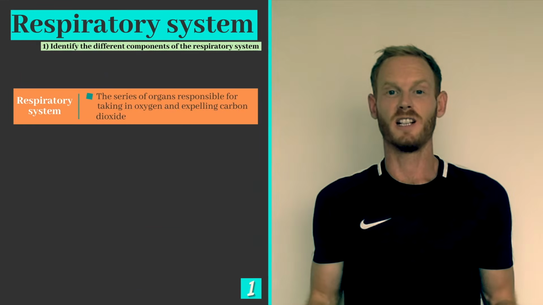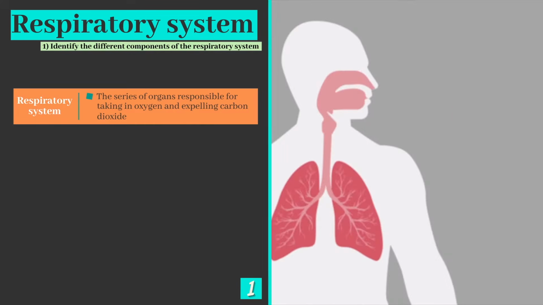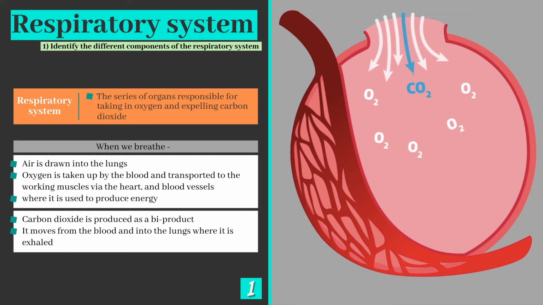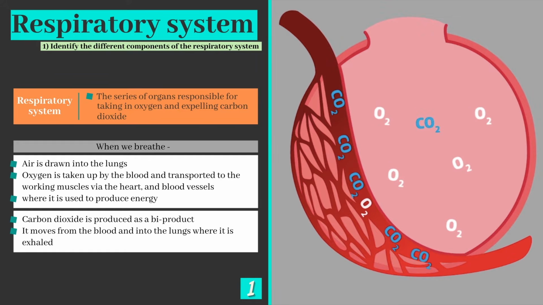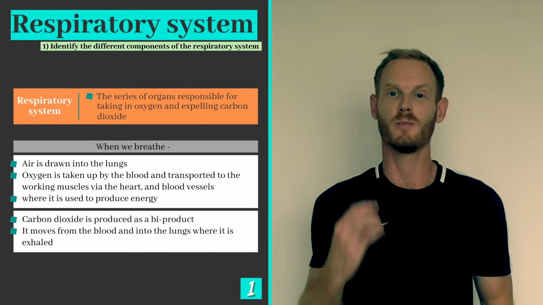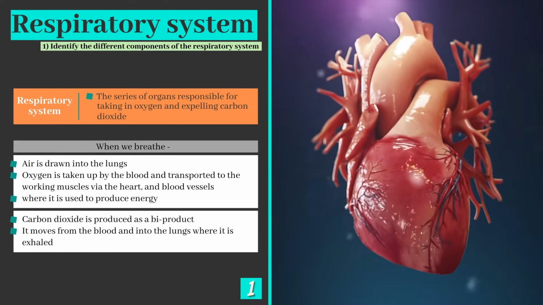We'll start by simply defining the respiratory system as the series of organs responsible for taking in oxygen and expelling carbon dioxide. We know that the body requires oxygen, but also needs to rid itself of waste products that build up during exercise. The function of the respiratory system is therefore to draw air into the lungs so that oxygen can pass into the bloodstream and carbon dioxide can diffuse outwards. Once oxygen enters the bloodstream, it can be transported to the working muscles via the heart, blood and blood vessels so that energy can be produced.